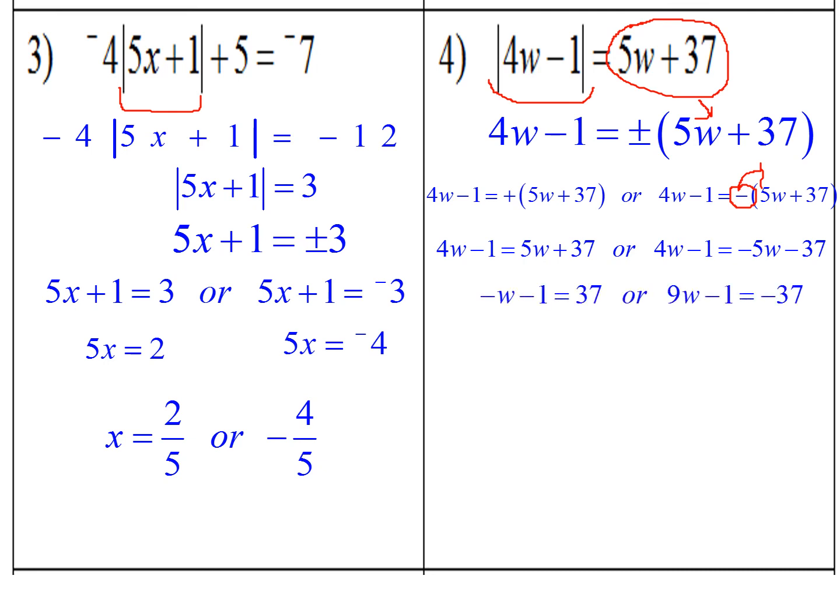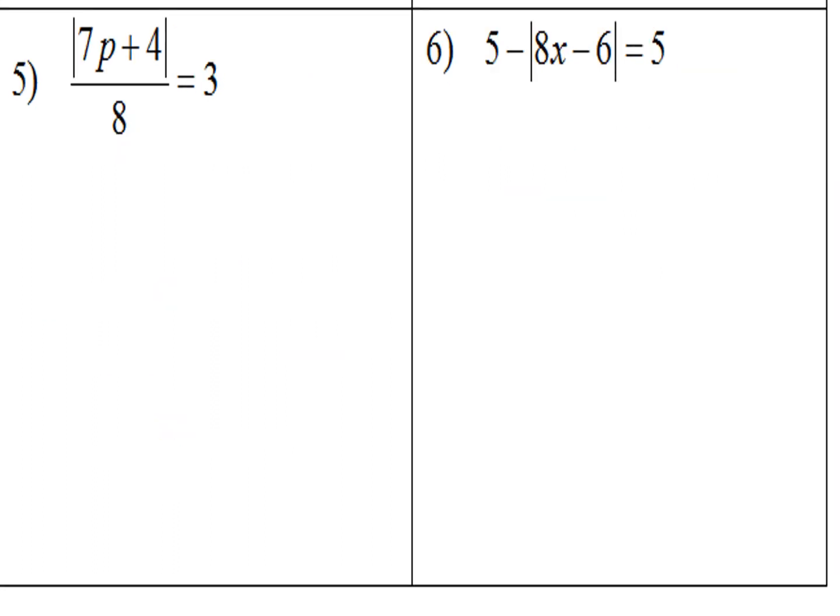We continue to solve, and we get w is equal to -38, or w is equal to -4. We have to check it. Oh my, -38 did not work, but -4 does. So how many solutions to this one? Only one.